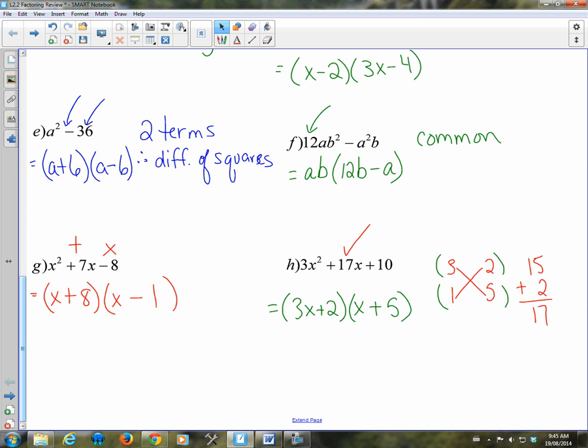And you can always double check once you've got them factored. That is the beauty of factoring, ladies and gentlemen. Every time you factor, you can multiply out your brackets and check to make sure you've done it right.